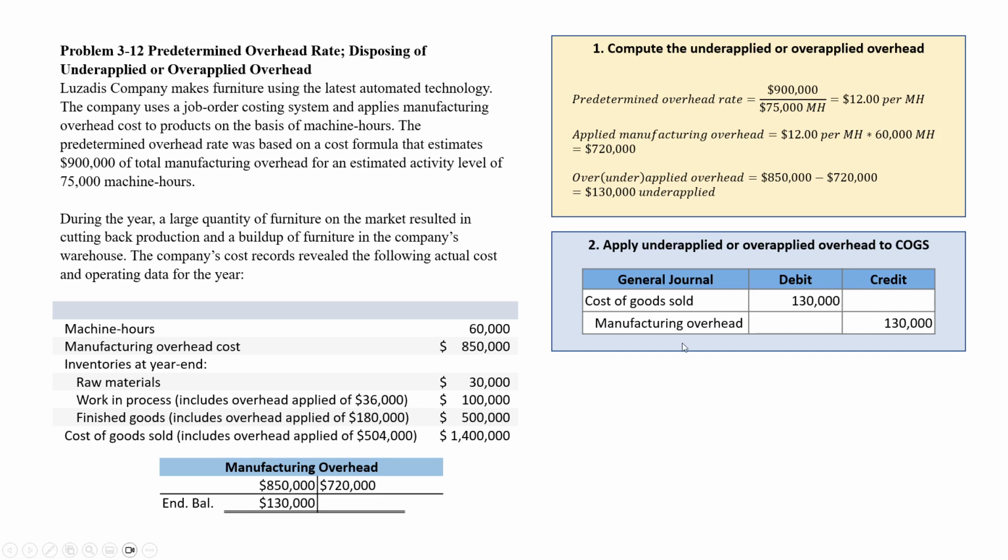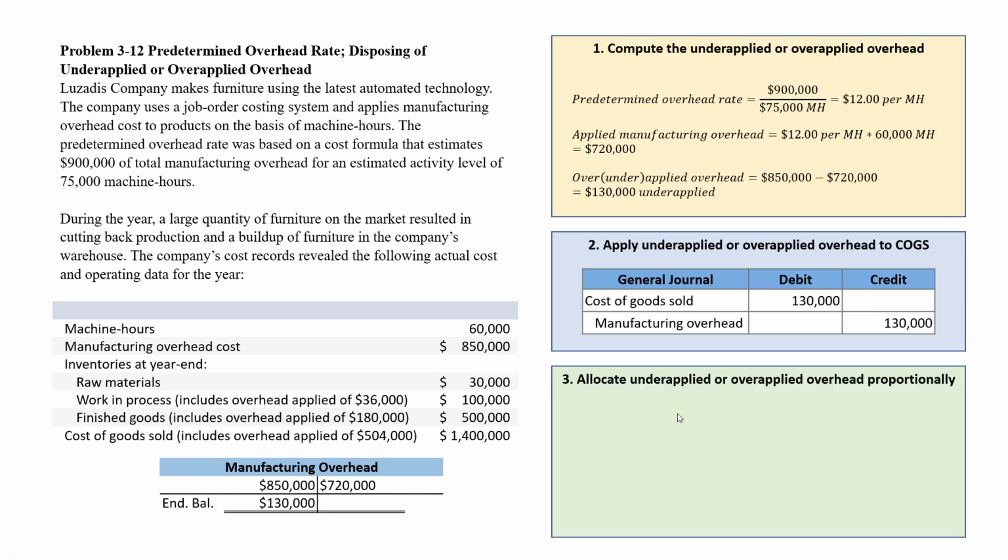This is the simplest way to deal with manufacturing overhead being over or under applied. Not the most accurate, but the simplest way. The more accurate method is to allocate, not just take it all to cost of goods sold, but allocate it amongst the three different accounts that manufacturing overhead still resides within.